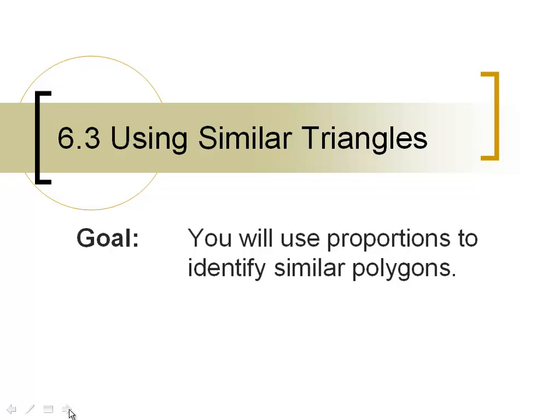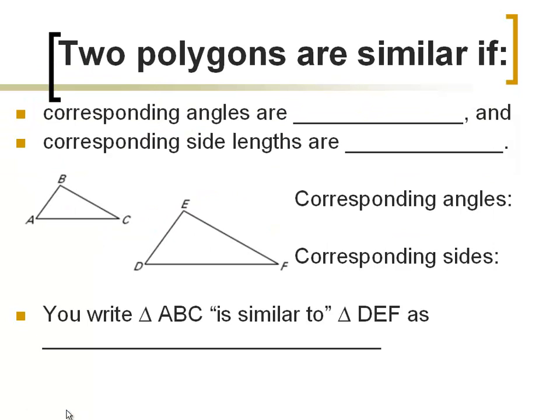Class, this is lesson 6.3, using similar triangles. Our goal here is we're going to use proportions to identify similar polygons. So last chapter we talked about things being congruent. That means all the angles, all the sides were equal to each other. Today we're going to talk about and start working with similar polygons.